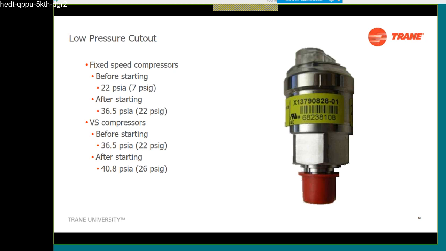And we're looking for basically a low ambient situation or a loss of charge situation. So variable speed compressors, we're looking at 36.5 before the compressors start. And after starting, we're looking at 40.8.